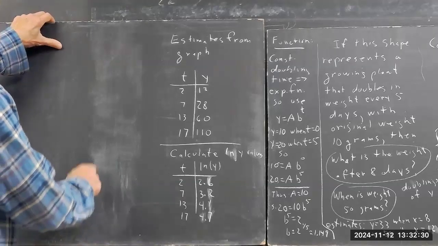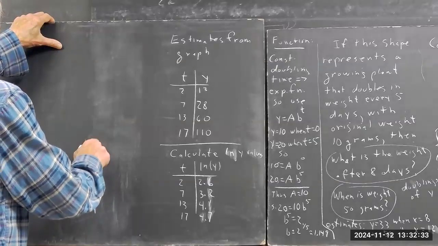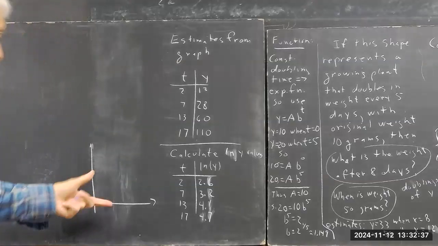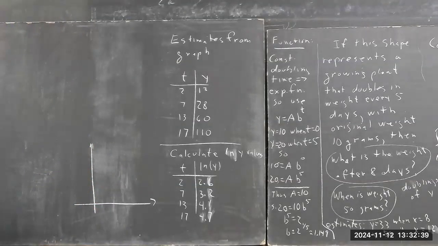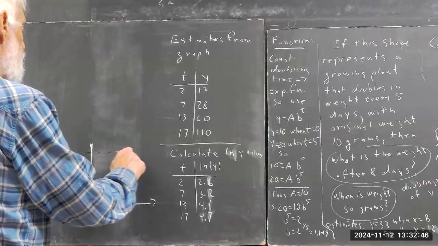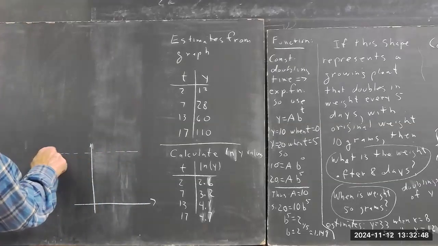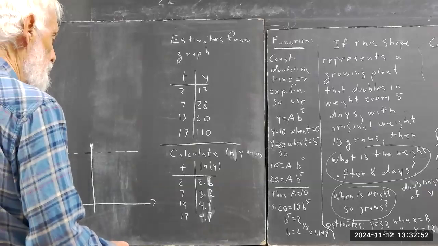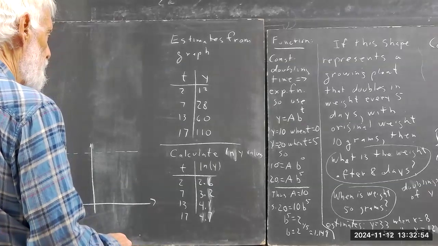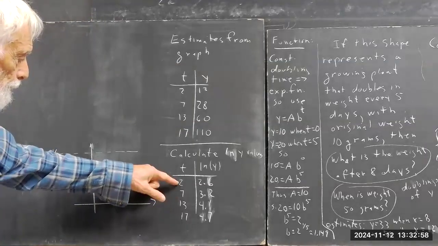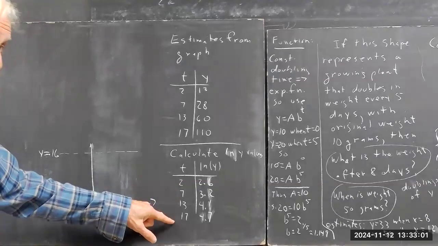Now what I want you to do is make a graph, and make your axes a little more perpendicular than I made mine. If you use the line y equals 16, then it's going to come close to spanning our t values, right?